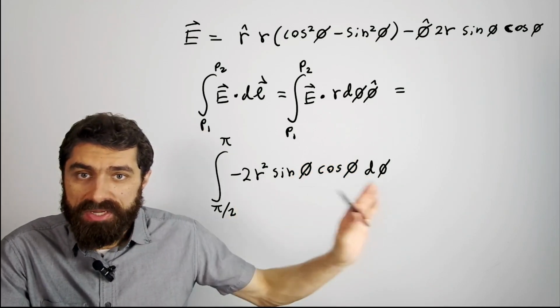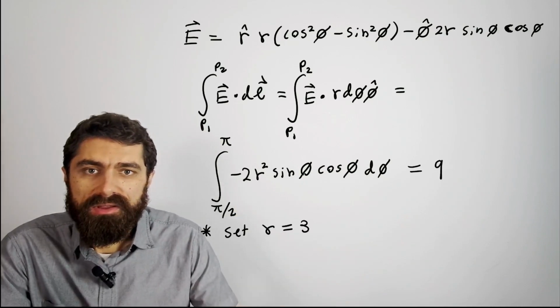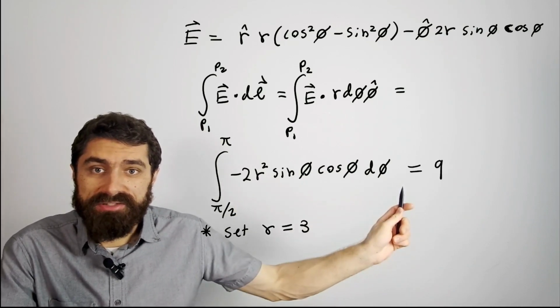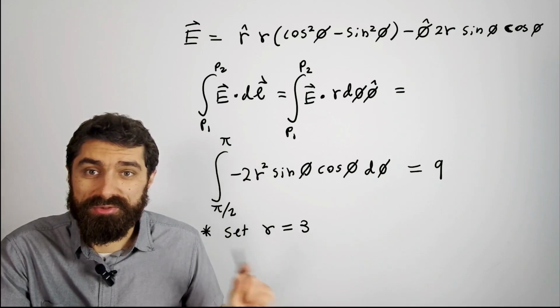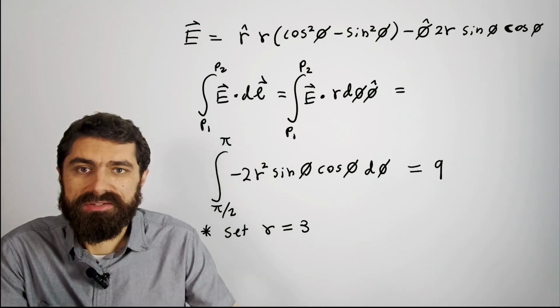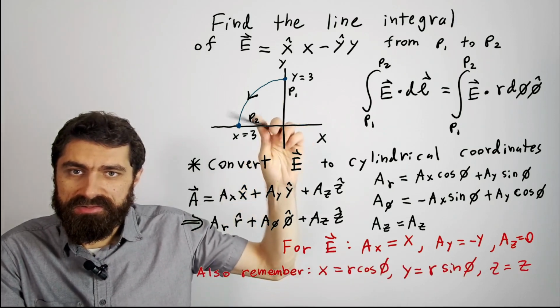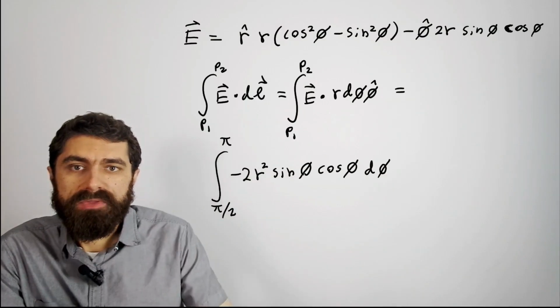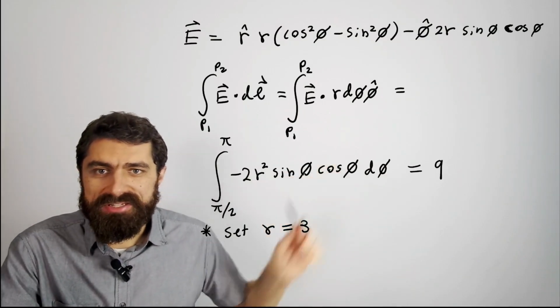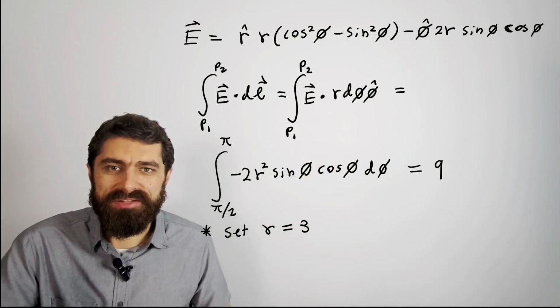And then you can basically work through that integration, and I get an answer of 9. And remember that you have to set r equal to 3, because going back here, you can see that r is equal to 3 right there. So yeah, I'd encourage you to go through the details, make sure it all checks out, but that should be the answer that you get.